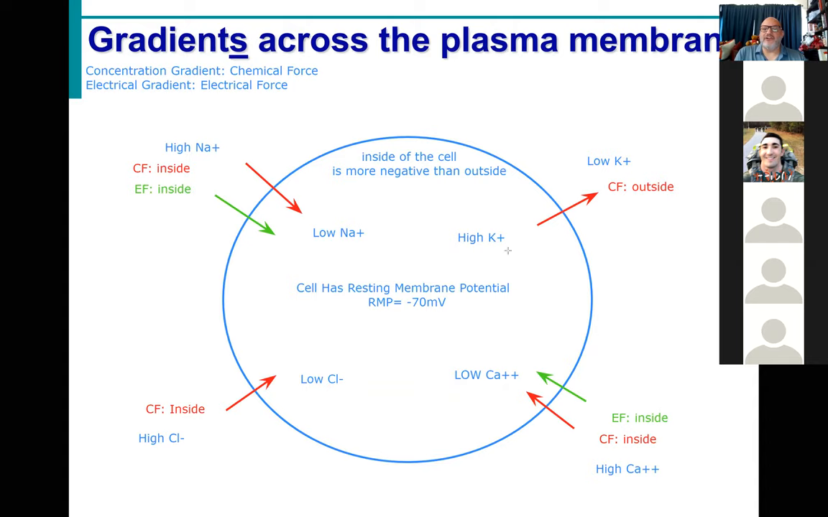Notice there's a lot of potassium that wants to go out, so its chemical force is going out. But what about the electrical force of potassium? Just thinking of the electrical force, which way is potassium going to want to flow, in or out? In. Yeah, it's actually going to want to go inside. So notice for potassium, its electrical force is wanting it to go in, and its chemical force is wanting it to go out.